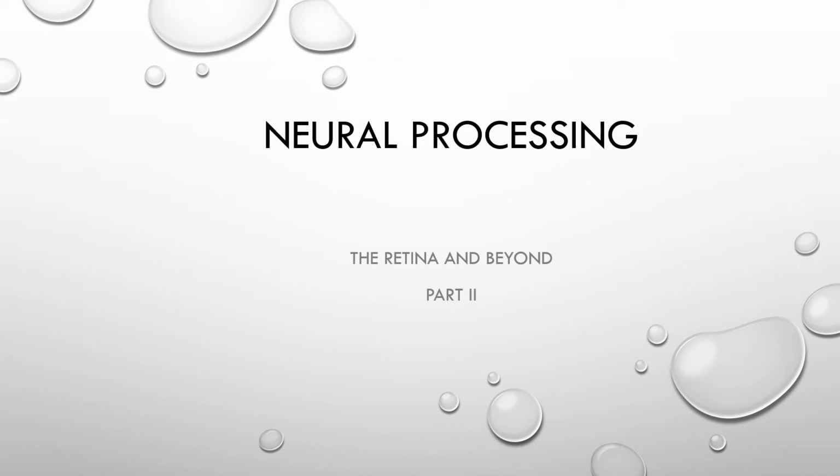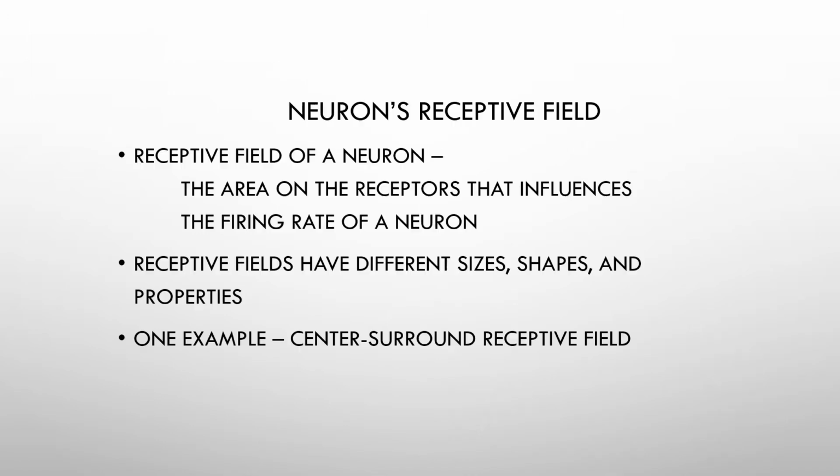So I really just started the lecture of the retina and beyond, as I call it. This is the second part. And I started with this concept of a neuron's receptive field. I'm just going to repeat this because it really is an important concept. If you're going on in sensation and perception, if you're going on in this particular field, it's important.